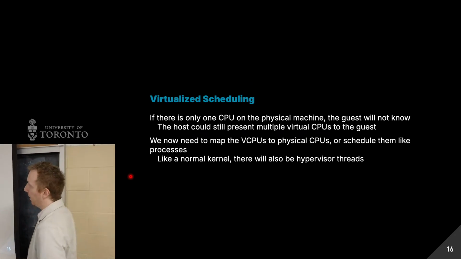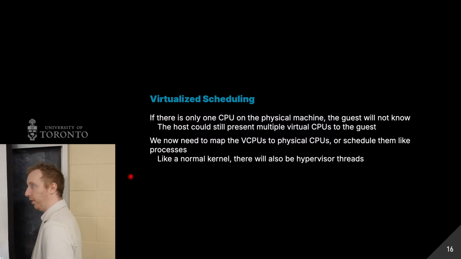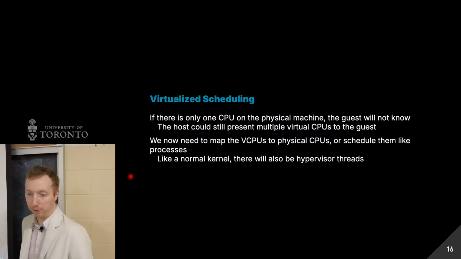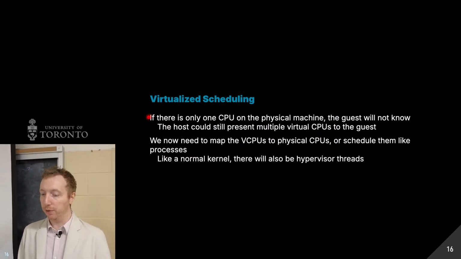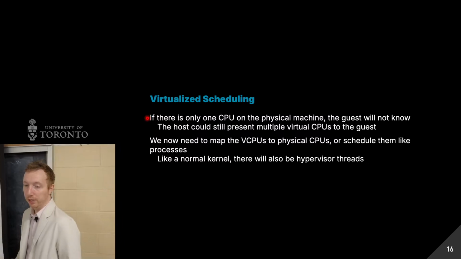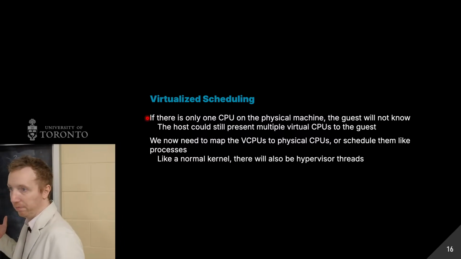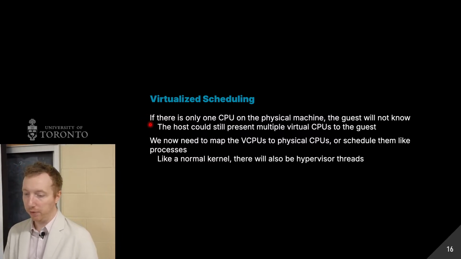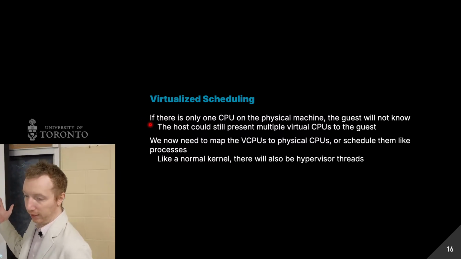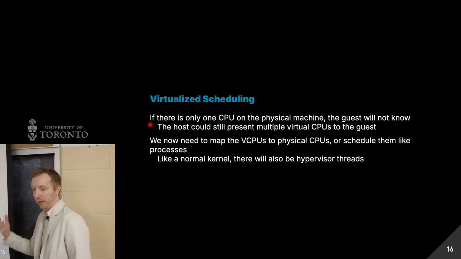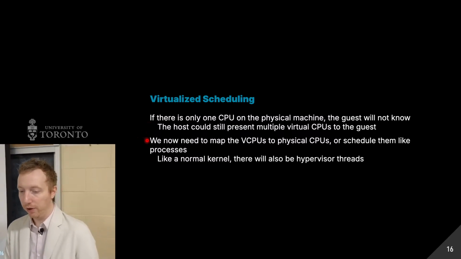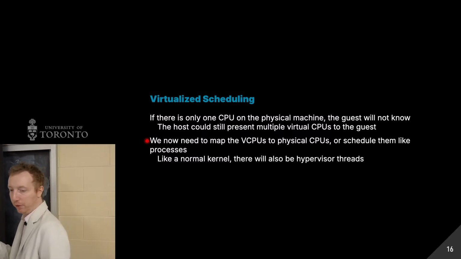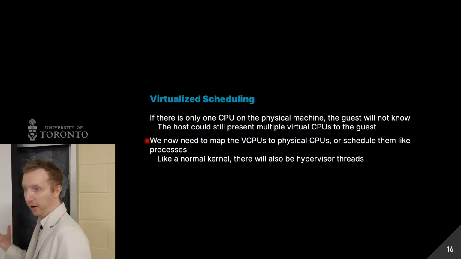So as you might imagine, there's scheduling, just like you schedule a process that we all know and love, you can schedule virtual machines as well. So if there's only one CPU on a physical machine, again, the guest doesn't know it. It could present as however many CPUs you want. The host could still present 10, 20, 60 CPU cores to the guest. They don't actually have to exist. So in this case, you would have to map virtual CPUs to physical CPUs or just schedule them like processes.